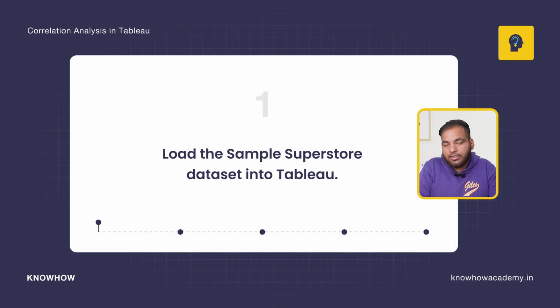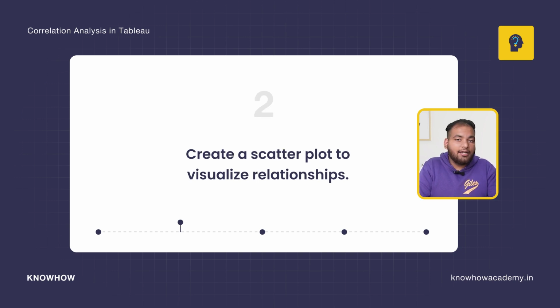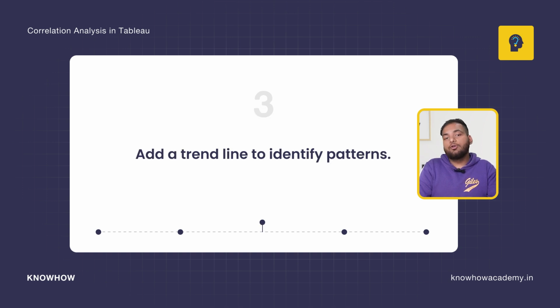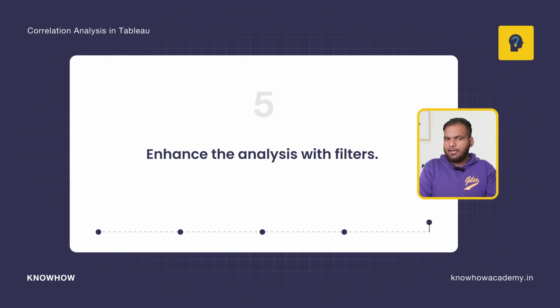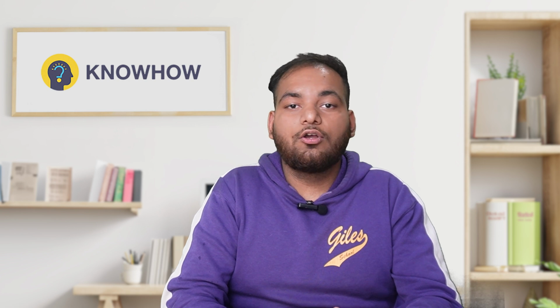First, we will load the sample Superstore data into Tableau. Then we will create a scatter plot to visualize the relationship. Then we're going to add a trend line to identify patterns, and after that we're going to calculate and interpret the correlation coefficient, and after that we're going to enhance the analysis with filters. By the end of this video, you will know how to perform a correlation analysis and make data-driven decisions confidently.